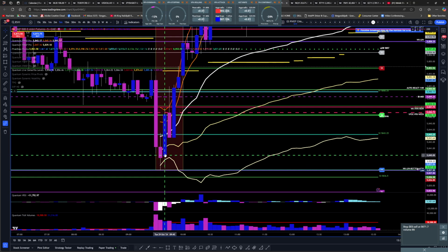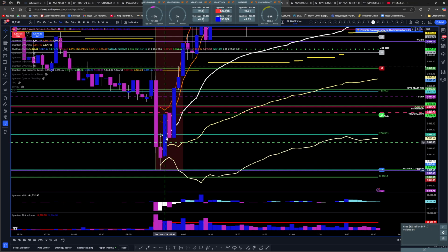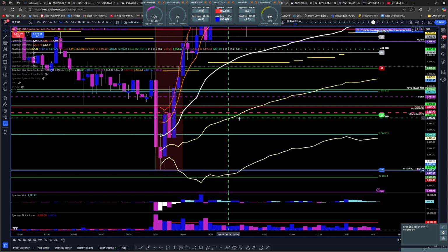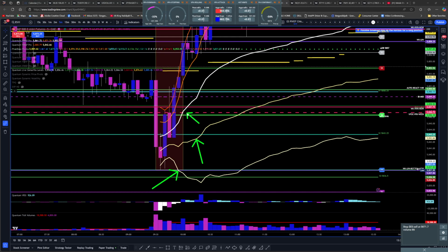So I took this reversal here and I started adding as we broke above the second lower deviation, the first lower deviation, which is this line right here. Let me just use the line to point these out. Second lower deviation, first lower deviation, VWAP, first upper, second upper, right?